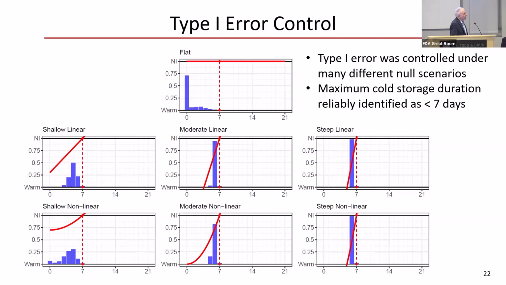The bluish histograms show the relative frequency with which simulated trials identify a maximum storage duration of different numbers of days. And as long as those fall below 7, not including 7, those are negative trial results. The type 1 errors are any case in which a blue histogram falls on 7 or greater, and as I'll show at the end, it's controlled at a 0.025 level.